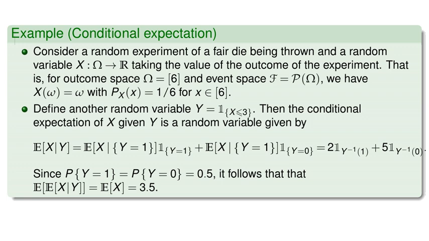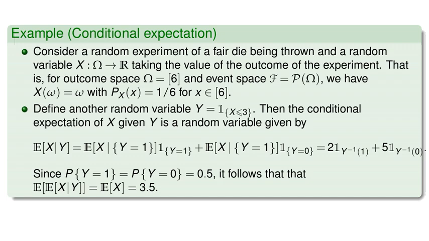Now define another random variable y, which is the indicator that x is less than or equal to 3. So y is 1 if x is 1, 2, or 3, and y is 0 if x is 4, 5, or 6. Then the conditional expectation of x given y is a random variable. It's given by the expectation of x given y equals 1 times the indicator that y equals 1 plus the expectation of x given y equals 0 times the indicator that y equals 0.